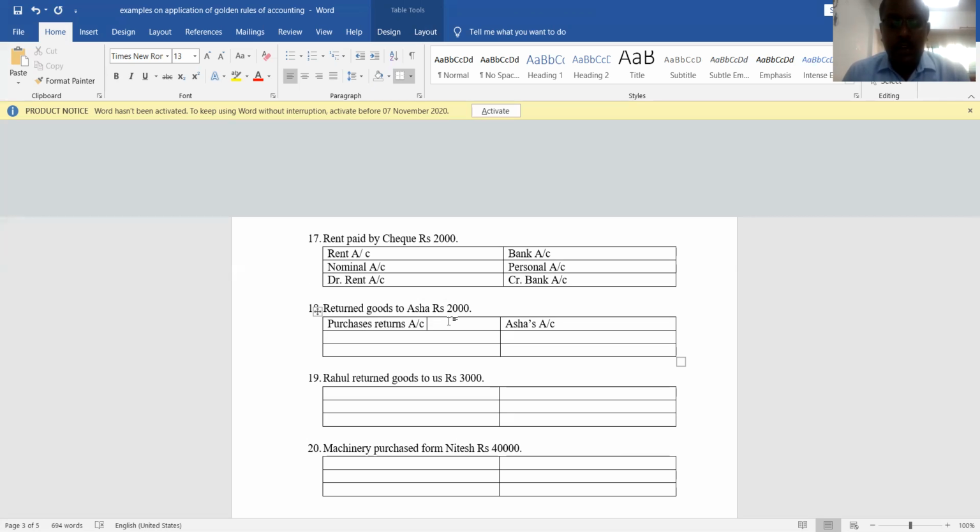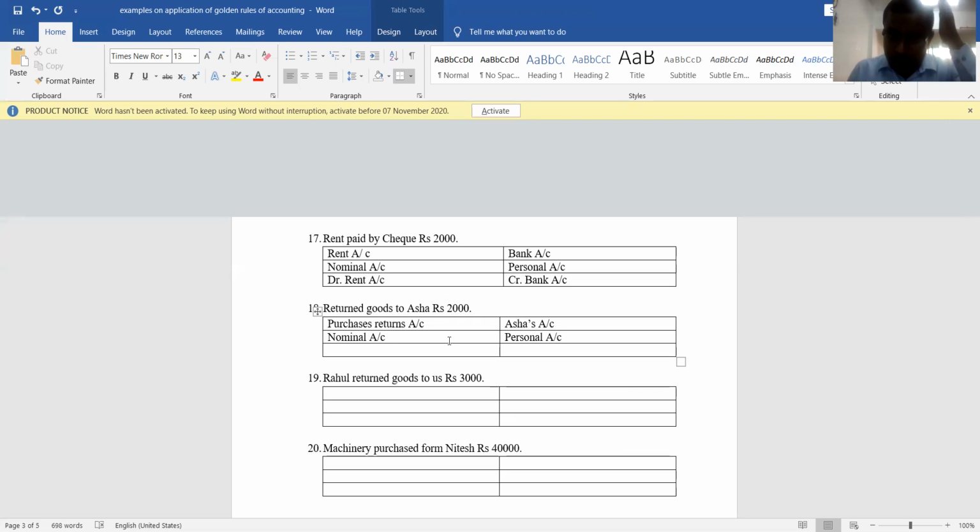So here we are returning goods to Asha, which means one account is purchases returns account, and another account is Asha's account. Okay, purchases returns is which account? Purchases returns is a nominal account. Asha is which account? Asha is a personal account.